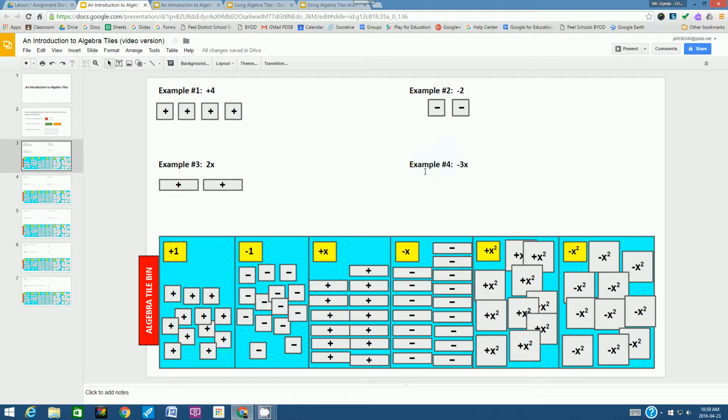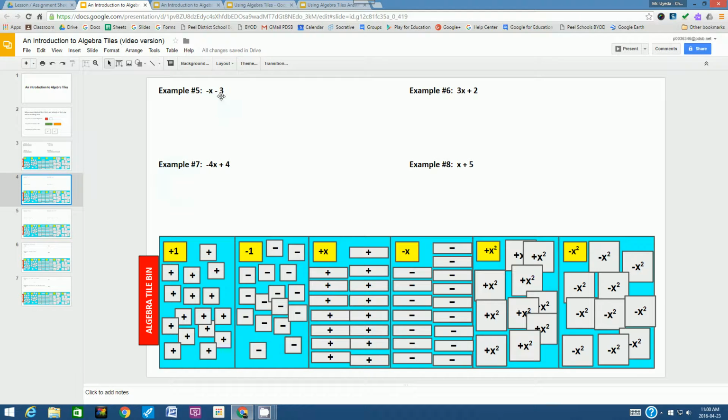All right, let's look at example 4, negative 3x. So we have to be drawing from this bin right here, negative 3x. Now, when you're building these algebraic tile solutions, you can stack your tiles vertically or line them up horizontally, whatever works for you. Okay? All right, let's go to the next slide.